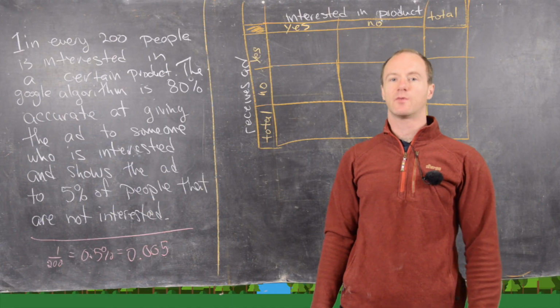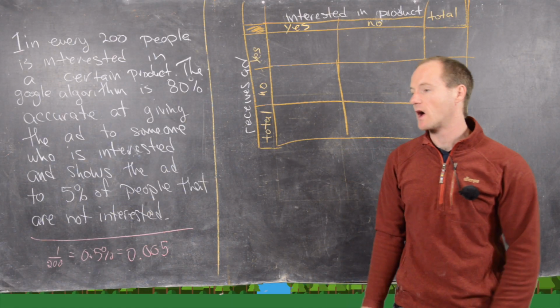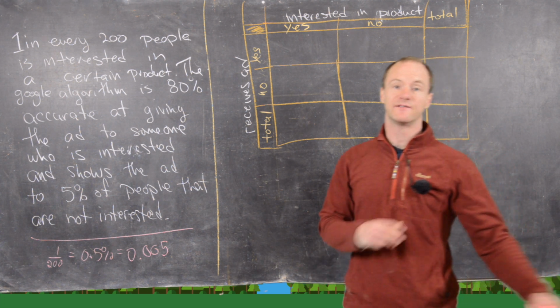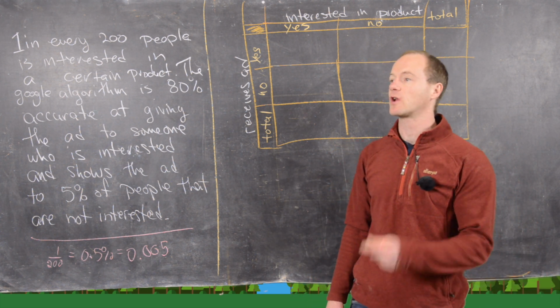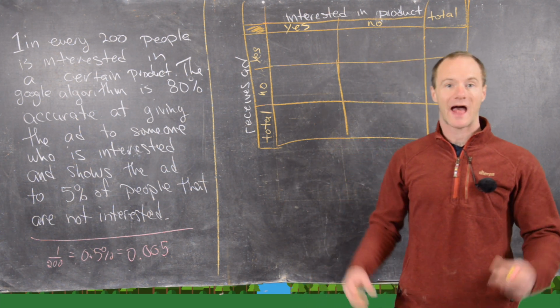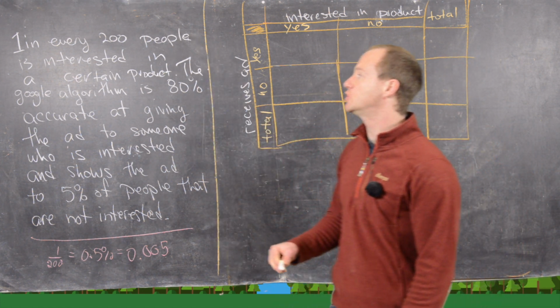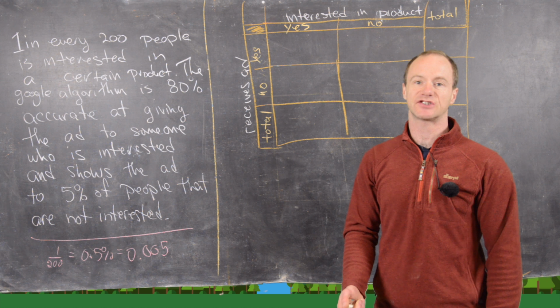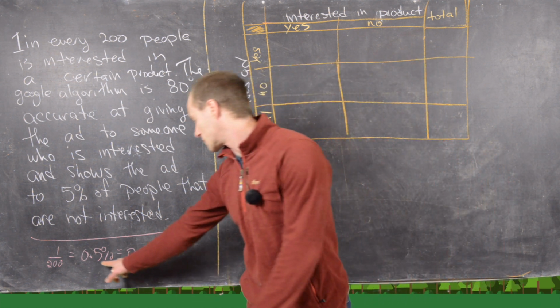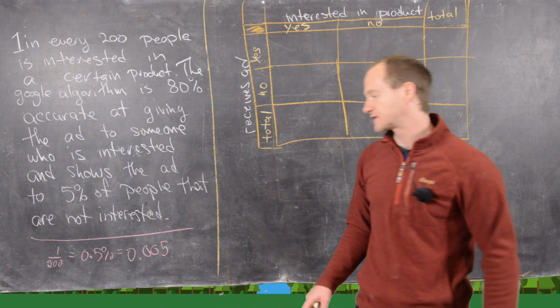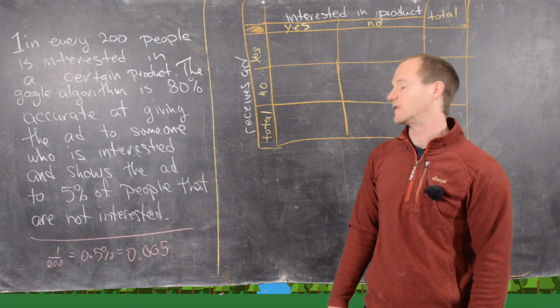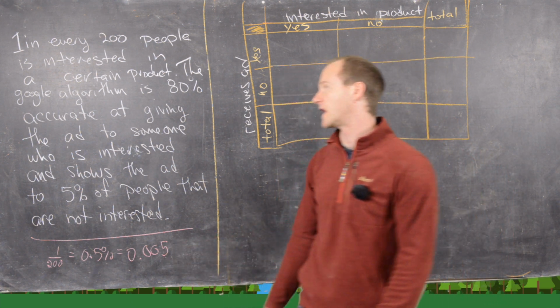For our last example, we're going to look at something that's a spin of a false positive, false negative type setup, but we're going to look at the Google ad algorithm instead. So let's say that we know that 1 in every 200 people is interested in a certain product. In other words, 0.5% of the population is interested in this product, or 0.005.